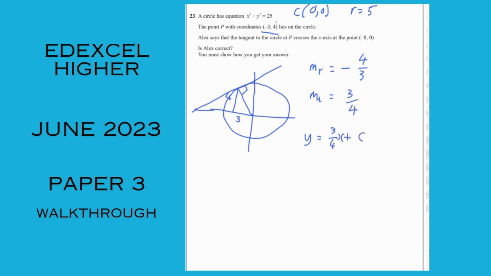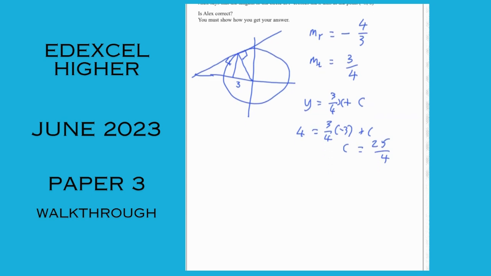We also know it goes through the coordinate -3, 4. So if we put those values in, 4 for y and -3 for x. On your calc, start with 4 and add 9/4. You get your intercept as being 25/4.